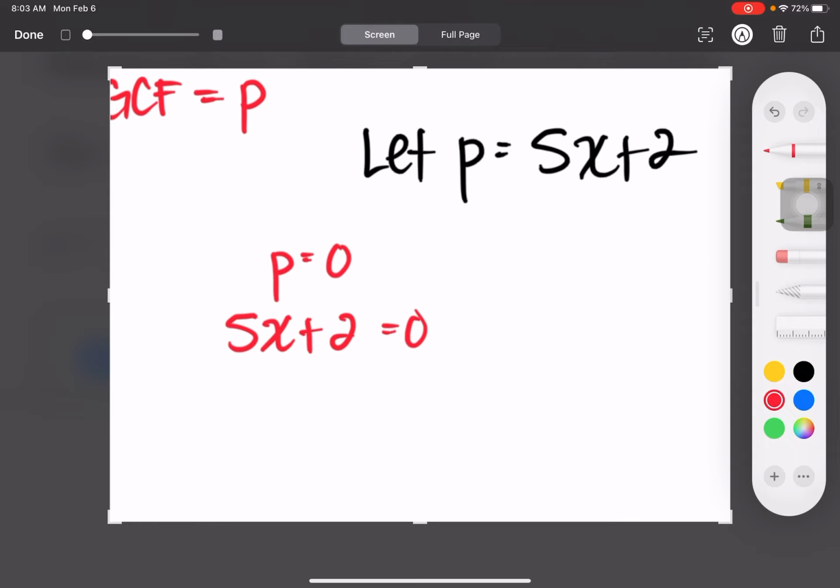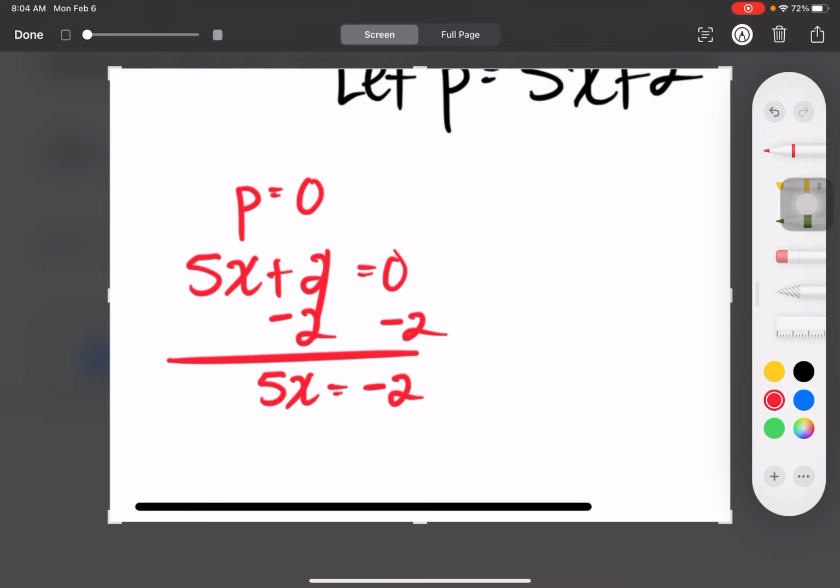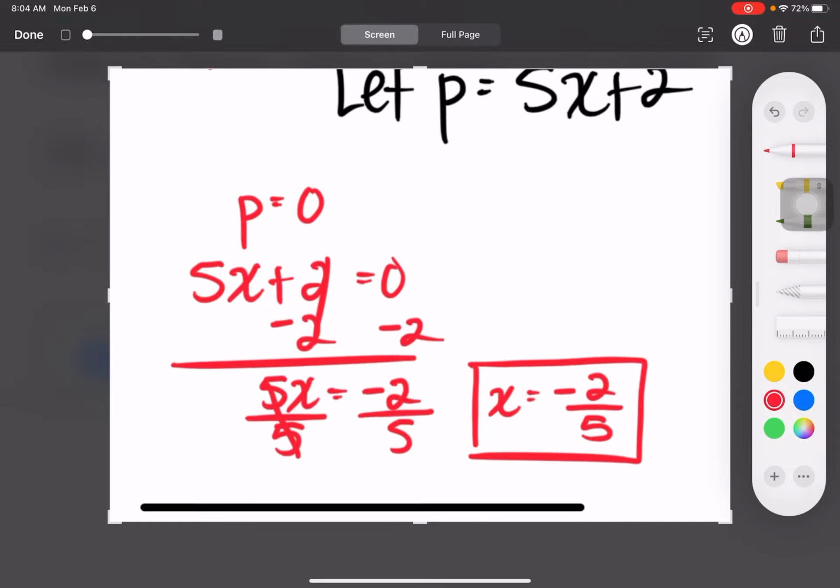Let's go ahead and leave the x alone. So let's subtract 2 from both sides. And I have 5x equals negative 2. From there, let's divide both sides by 5. And x in this case is going to equal negative 2 over 5. And if we check if we can simplify this, we can't. So that's actually one of our solutions.